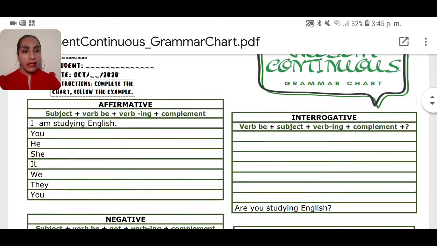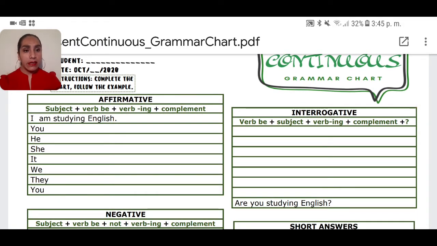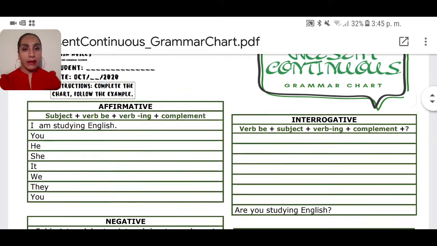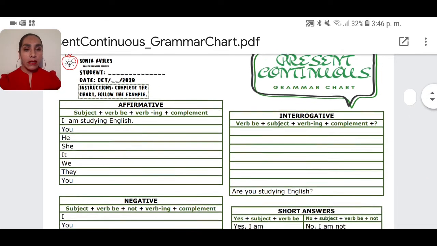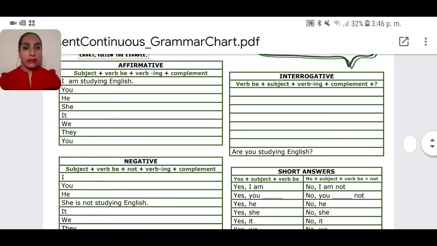Cuando abren ese PDF van a encontrar este archivito. ¿Qué van a hacer ahí? In the instructions you can read, complete the chart, follow the example. Van a completar ese cuadro gramatical. Tienen las secciones de affirmative, negative, interrogative, and short answers.